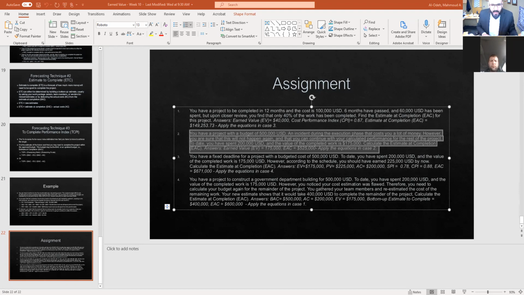And what I did, I went to the slides, and I put some equations that we're going to use here in order to help us calculate the needed. So you have a project with a budget of $500,000, and an incident during the execution phase that cost you a lot of money. There's only one incident that happened that cost you a lot of money. However, you are sure that this will not happen again.